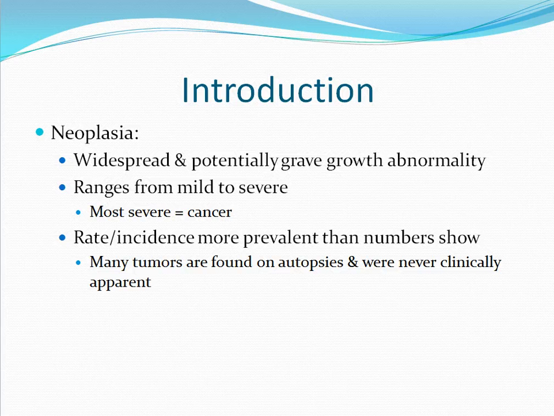Neoplasia refers to any widespread and potentially grave growth abnormality. It can range from mild to severe, with the most serious and severe forms being cancer. The rate or incidence of neoplasia is actually more prevalent than the numbers show. Many tumors are not found until autopsy, and these were never clinically apparent.